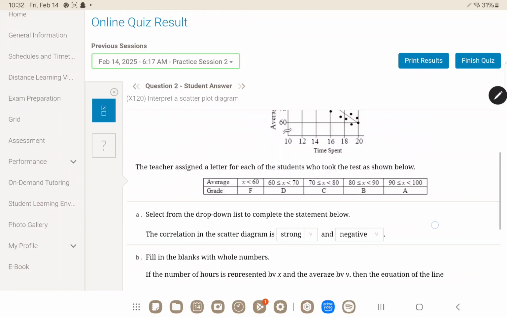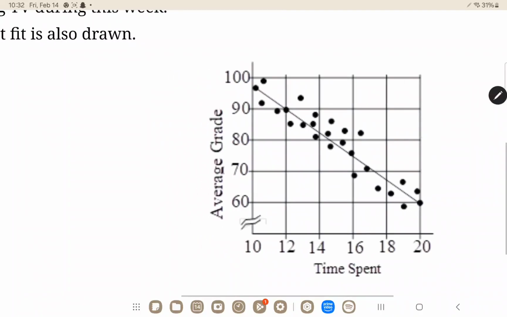The modal letter grade. What does the modal letter grade mean? It's the letter grade that most students get. So what we need to do is split this into sections. Let's say you have this section, then this one, and then this one, and you get the idea.